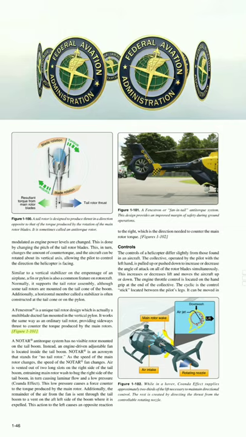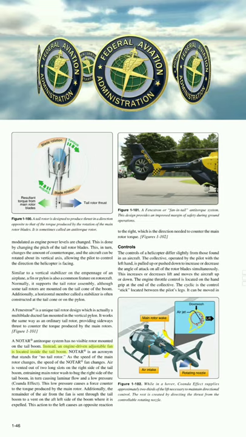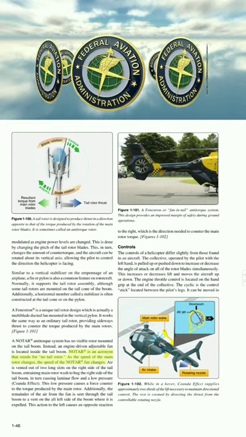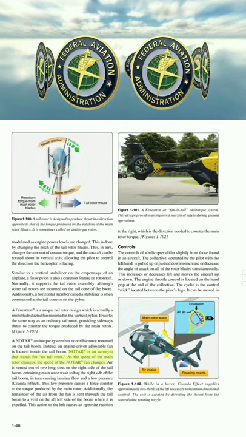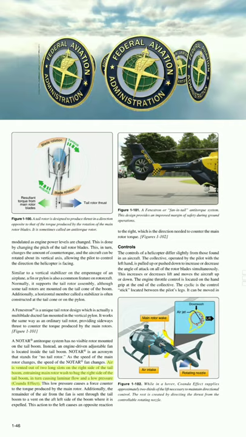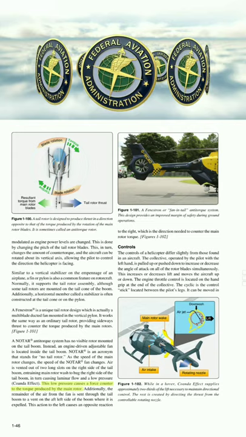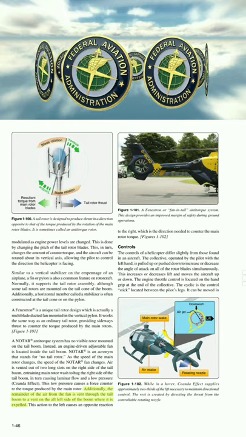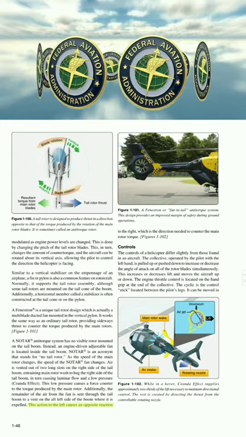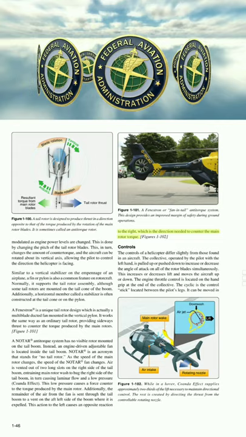Another anti-torque system has no visible rotor mounted on the tail boom. Instead, an engine-driven adjustable fan is located inside the tail boom. NOTAR is an acronym that stands for no tail rotor. As the speed of the main rotor changes, the speed of the NOTAR fan changes. Air is vented out of two long slots on the right side of the tail boom, entering in main rotor wash to hug the right side of the tail boom, in turn causing laminar flow and a low pressure cone to effect. This low pressure causes a force counter to the torque produced by the main rotor. Additionally, the remainder of the air from the fan is sent through the tail boom to a vent on the aft left side of the boom where it is expelled. This action to the left causes an opposite reaction to the right, which is the direction needed to counter the main rotor torque. Figures 1102.